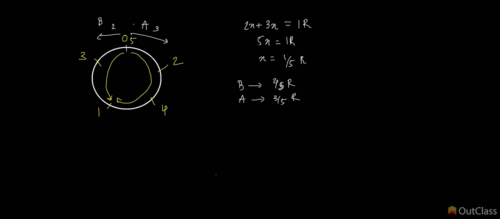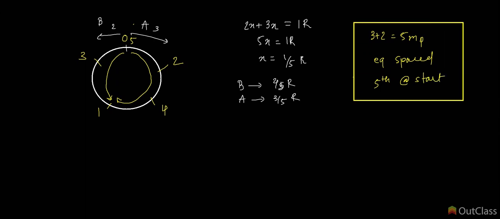It looks like a star pattern. You're trying to draw a star: 0, 1, 2, 3, 4, 5. But again, it's only the order that looks different from last time. The rest is the same. 3 plus 2 is equal to 5 meeting points, equally spaced. Fifth is back at the start. None of this changes. The only thing that changes is the order. Order is different compared to last time. So that's basically how this thing works out. Next we'll see how to use all of these insights in an actual question.